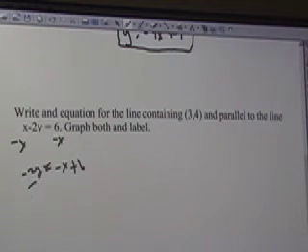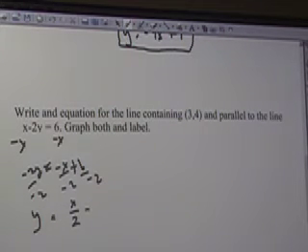And we divide by -2. Everything gets divided by -2. We get y equals x over 2 minus 3.